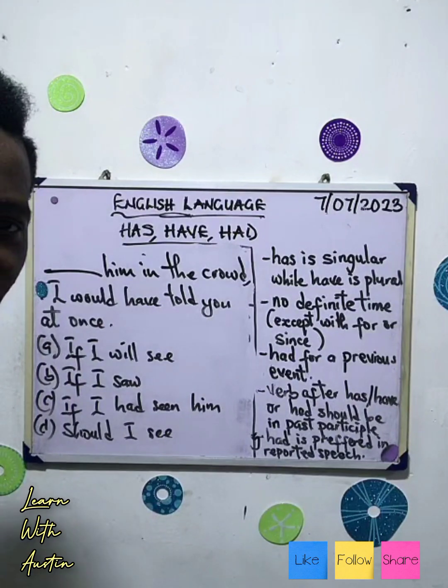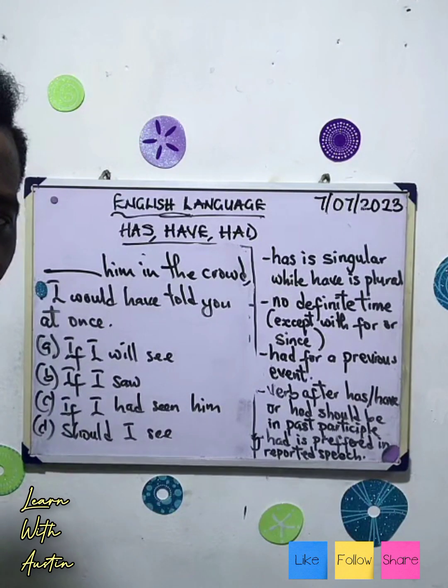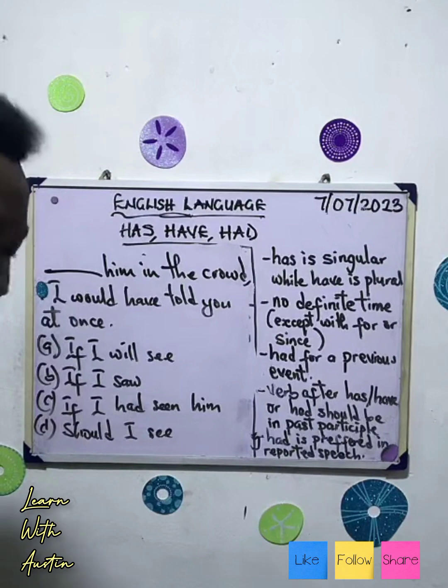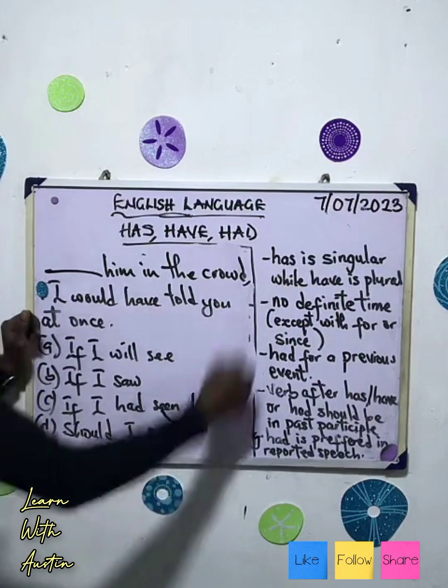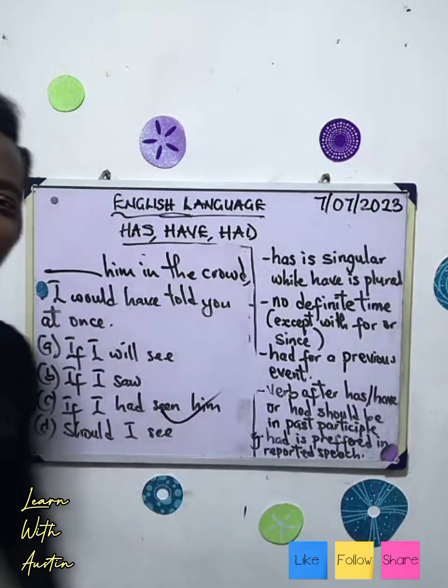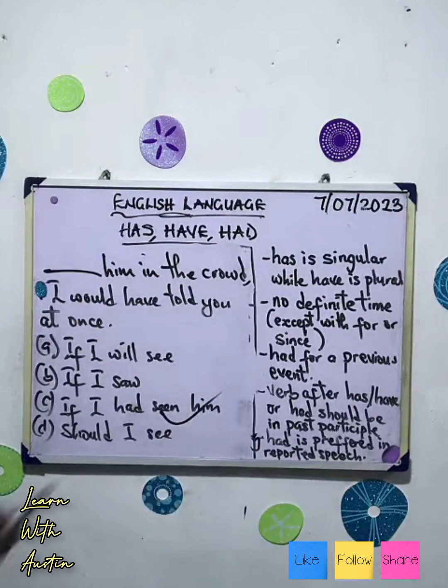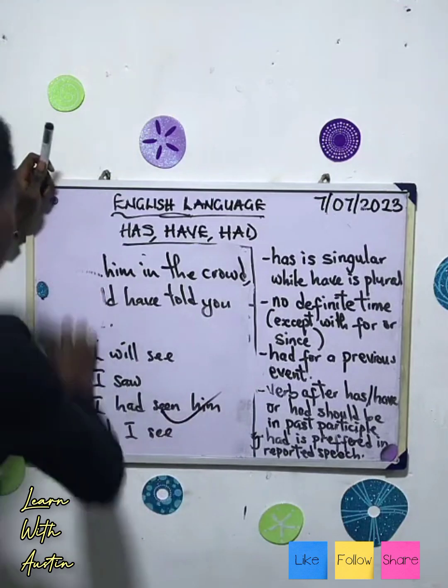If I've seen him, C, okay? That's the answer, okay? Everybody's getting it. If I had seen him in the crowd, I would have told you. I would have told you if I had seen him, right? So, I would have told you at once if I had seen him. That's the answer, okay?